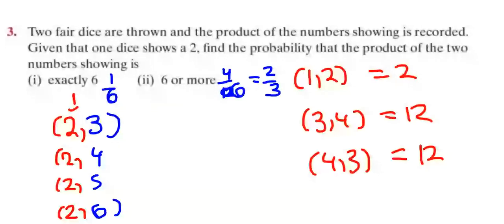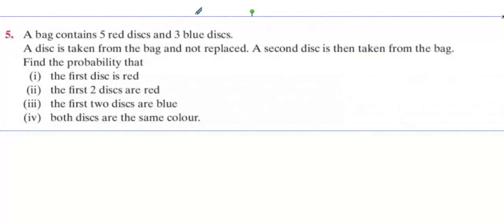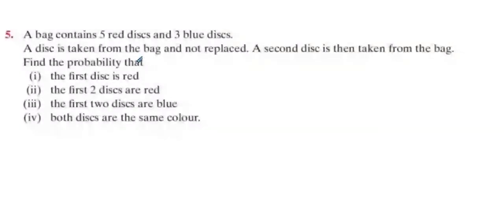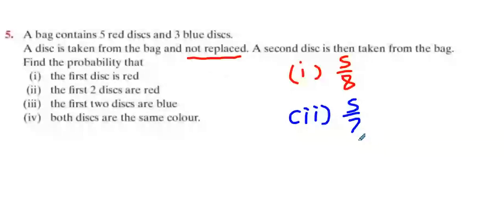Okay. Next one. A bag contains 5 red discs and 3 blue discs. If a disc is taken from the bag and not replaced, this event is not independent. A second disc is taken from the bag. Find the probability the first disc is red. What do we think? 5 out of 8. First 2 discs are red: 5 out of 8 for your first red.